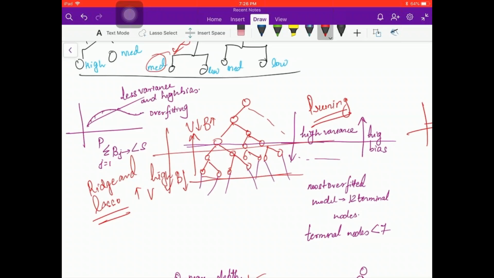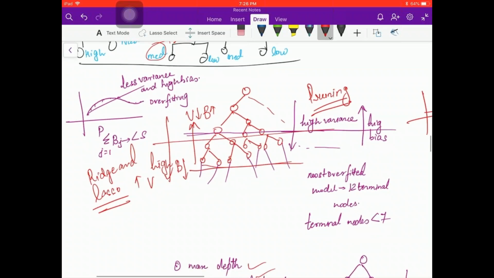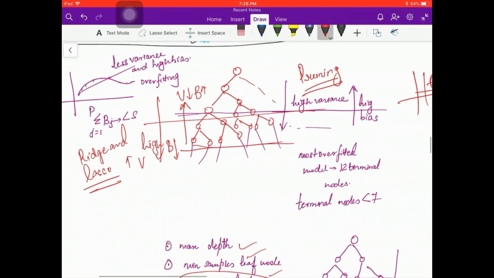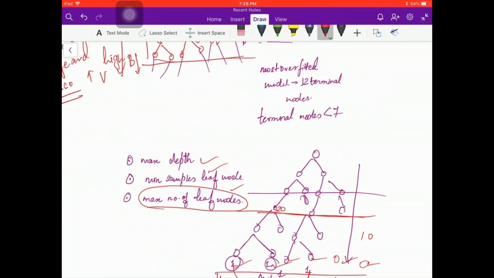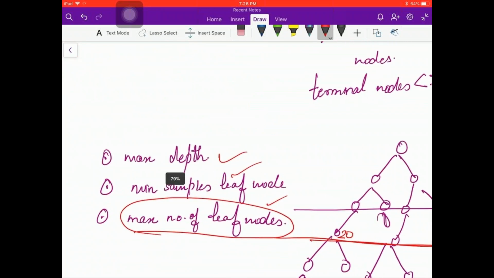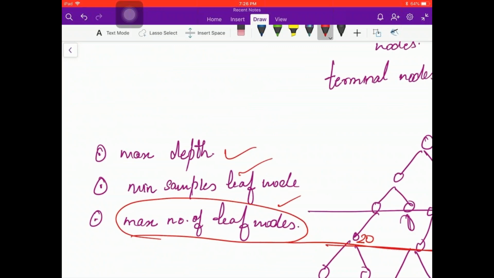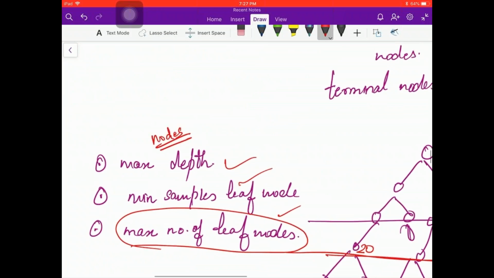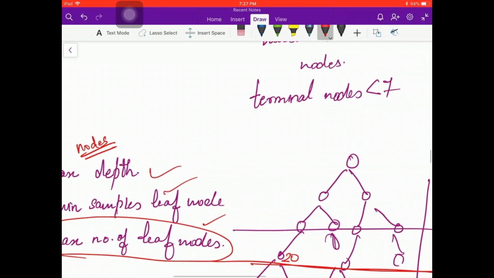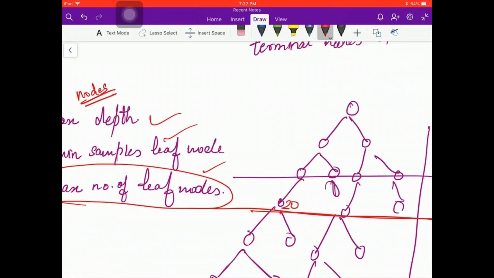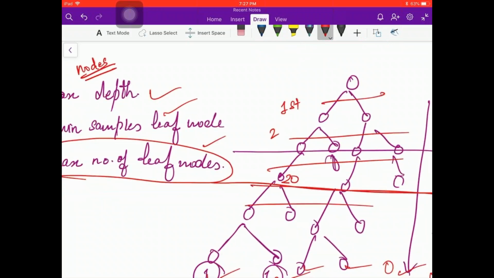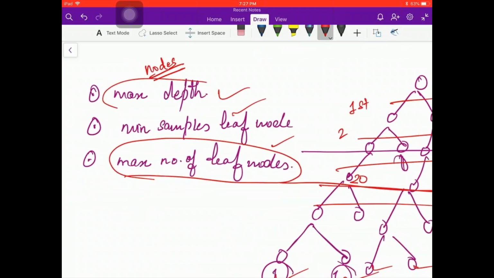That's how you tune your model in decision trees. So what are the ways you can tune a model? One is the max depth. You are restricting the depth of the tree to a certain number of levels. This is one cut, this is the second cut, first level, second level, third level, fourth level. Like this is called the depth. So how deep you want to build your tree. This is restricting the depth of the tree.